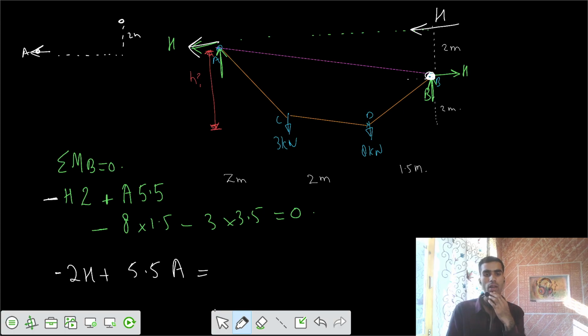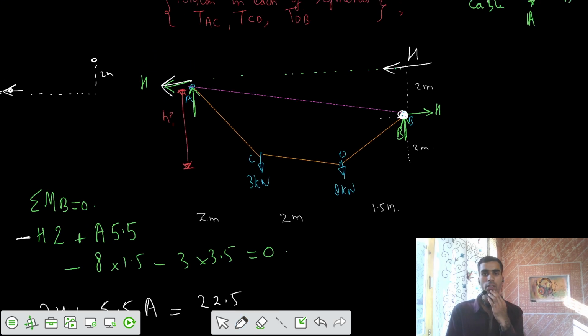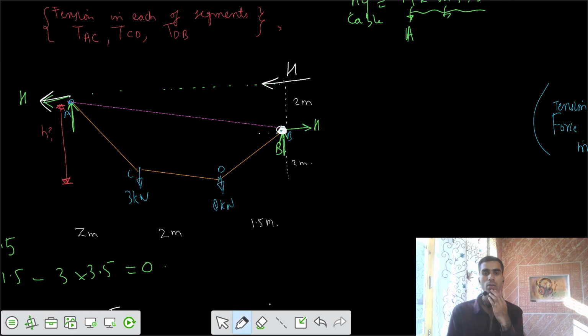That equals to some value of 22.5 kilonewton meter. Now we need to get one more equation. We need to get one more equation in terms of H and A, such that I can solve two equations for two unknowns. If I write one more equation, that summation of Fy equals to 0, I would say A plus B, vertical reaction A plus B equals to 3 plus 8, that is equals to 11.